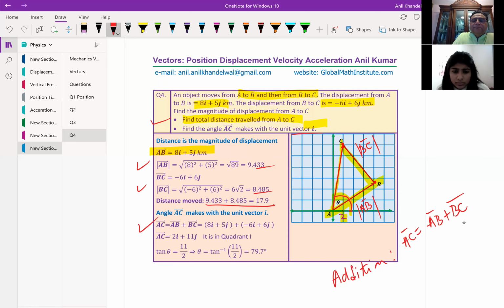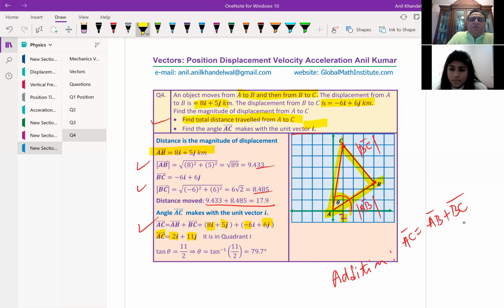Basically, combine the like terms. So in the i direction, 8 minus 6 gives you 2, and in the j direction, 5 plus 6 gives you 11. So you get the vector AC as 2i plus 11j. Once you have this vector AC, find the angle.